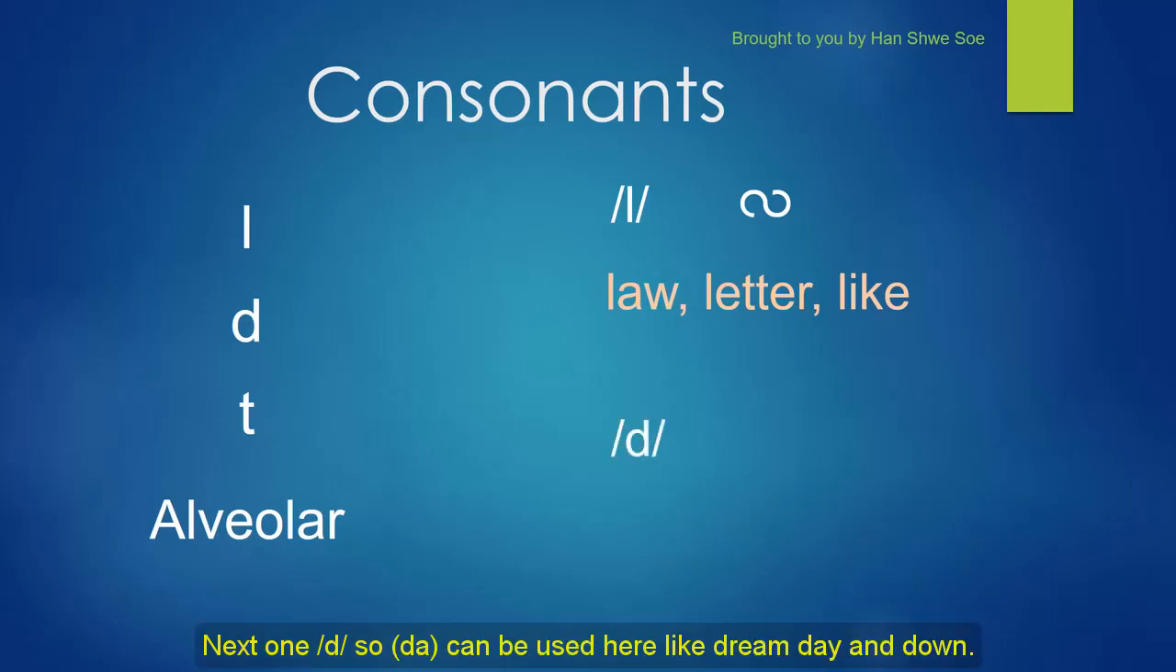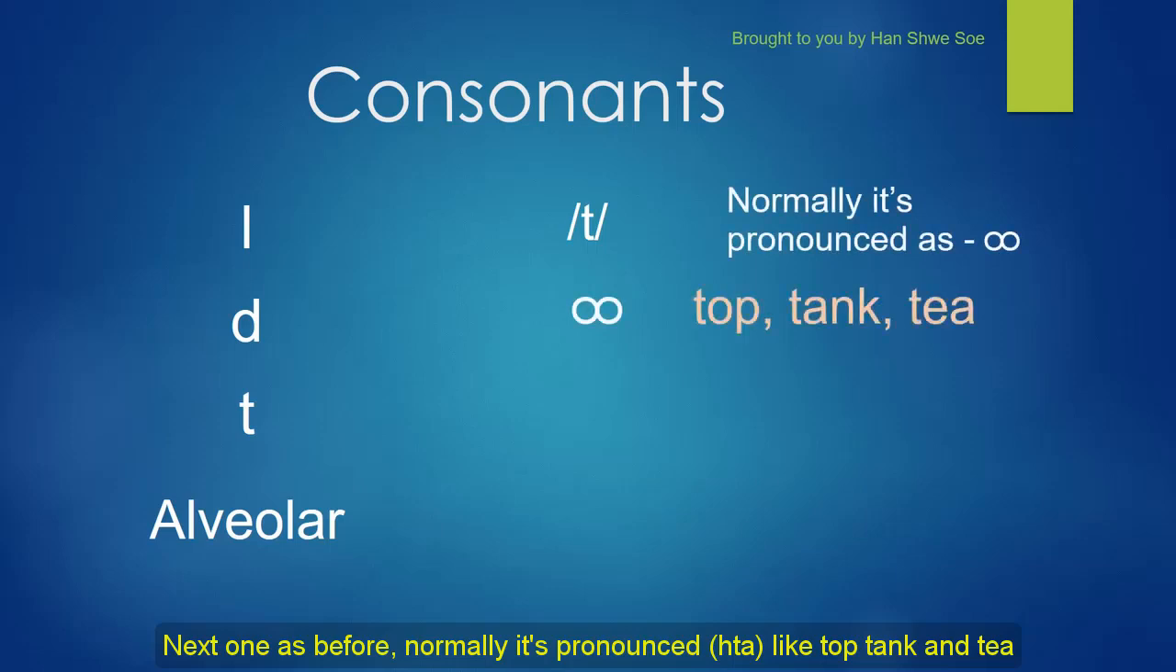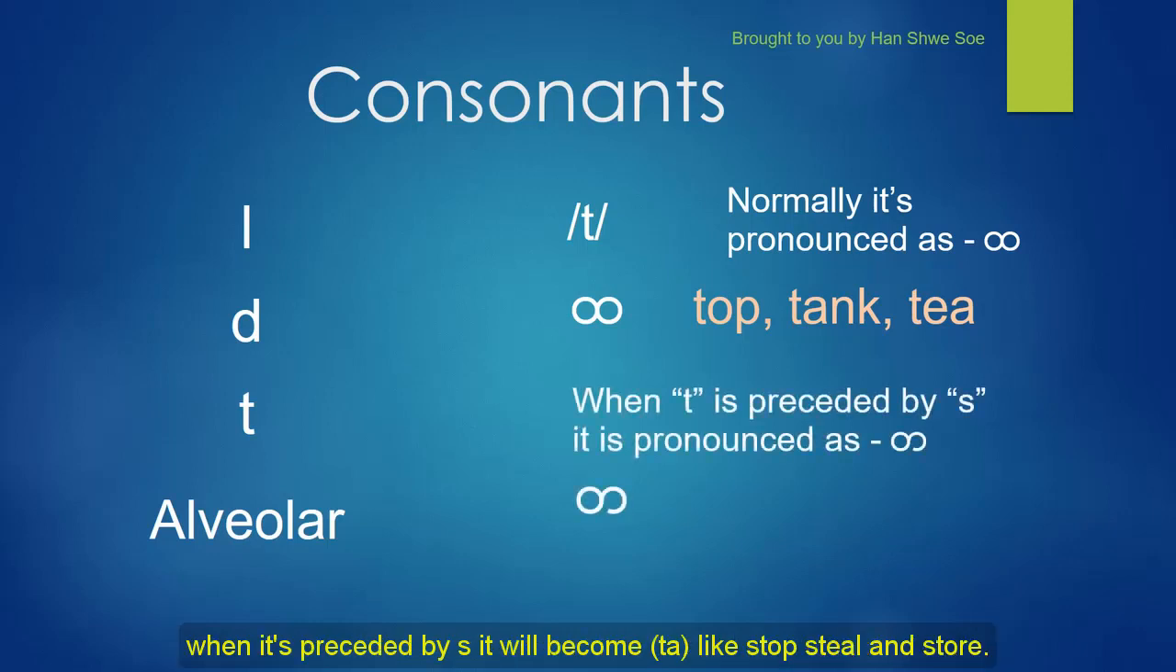Next one, d. So da can be used here, like dream, day, and down. Next one, t. As before, normally it is pronounced ta, like top, tank, and tea. When it is preceded by s, it will become da, like stop, steal, and store.